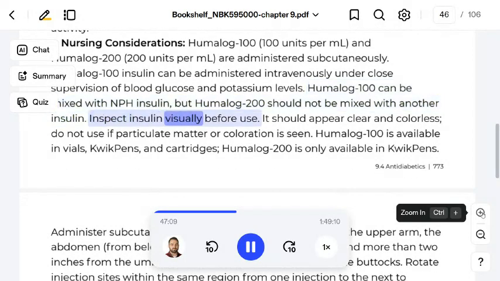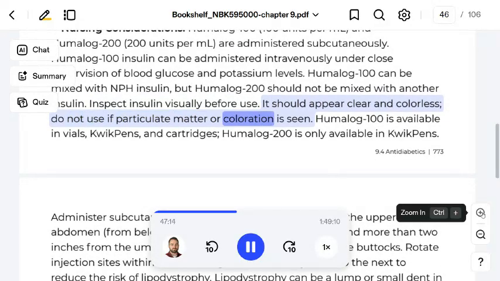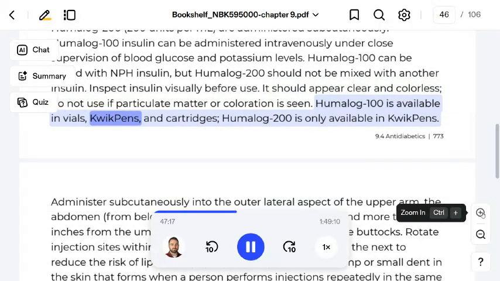Inspect insulin visually before use. It should appear clear and colorless. Do not use if particulate matter or coloration is seen. Humalog 100 is available in vials, quick pens, and cartridges. Humalog 200 is only available in quick pens.